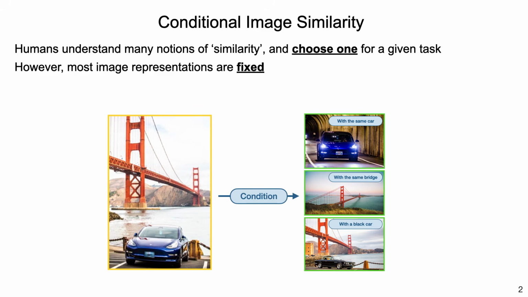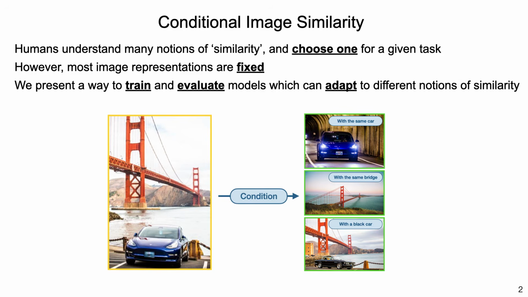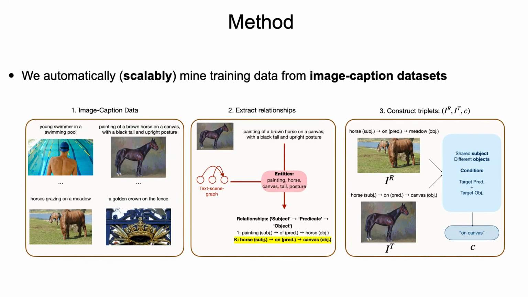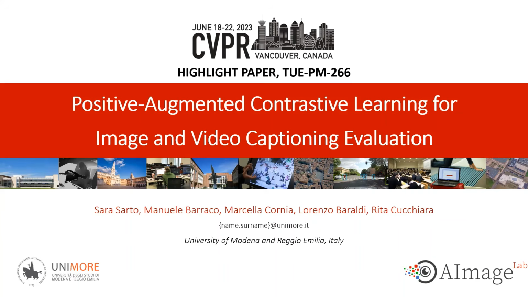However, most existing image representations are fixed and unchanging. So we present a way to train and evaluate models which can adapt to different similarity notions on the fly. To this end, we present the Genesis benchmark, which contains 4 conditional retrieval tasks for zero-shot evaluation of the problem, as well as a method which scalably mines conditional training data from large-scale image caption datasets.